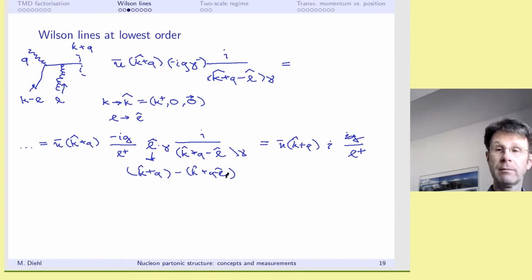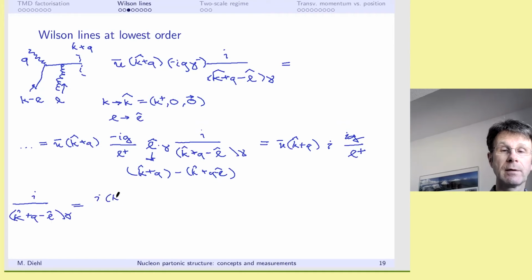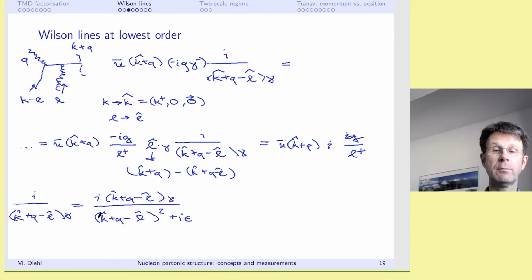And in order to understand what I should do if L plus goes to 0, I should write the fermion propagator in a bit more proper fashion, because what I did here was really meant to be i times (K hat plus Q minus L hat) times gamma in the numerator and the square of the four-momentum in the denominator. And for a propagator, Feynman's prescription tells us what we are supposed to do when the squared momentum goes to 0. So let's see what that squared momentum is equal to.